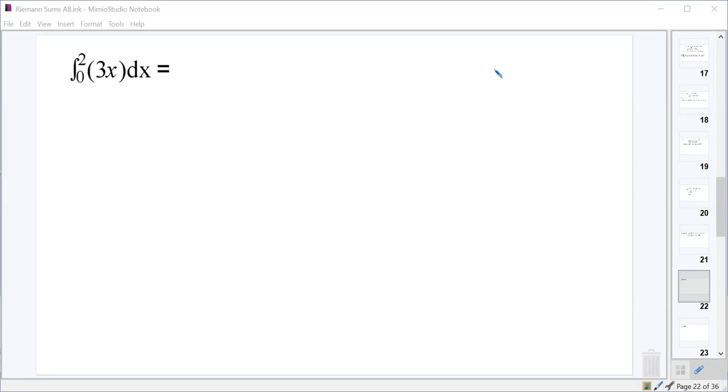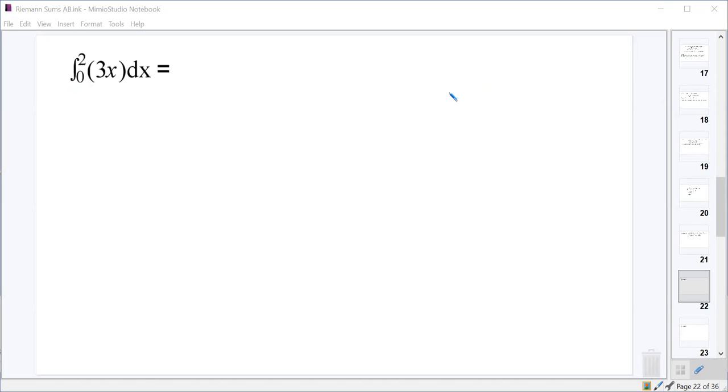And I understand that 3x is not a curve, it's just a straight line, but that's what we call a curve. Anything's a curve. And we're going to evaluate the area underneath that from 0 to 2. Okay? So that's our goal.